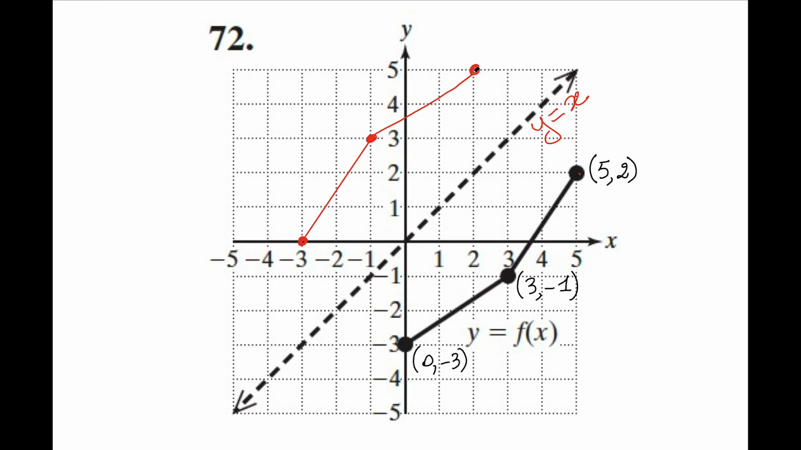And we get this. So what is this red graph? This is the inverse function of this black graph, which is f of x. So that's going to be the graph of y equals f inverse of x.